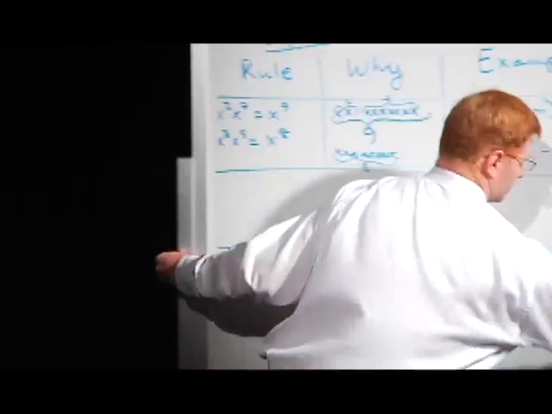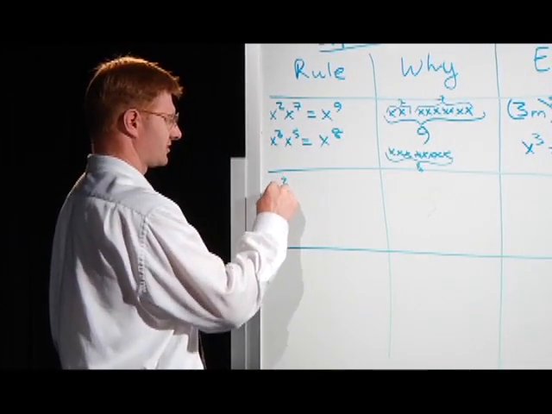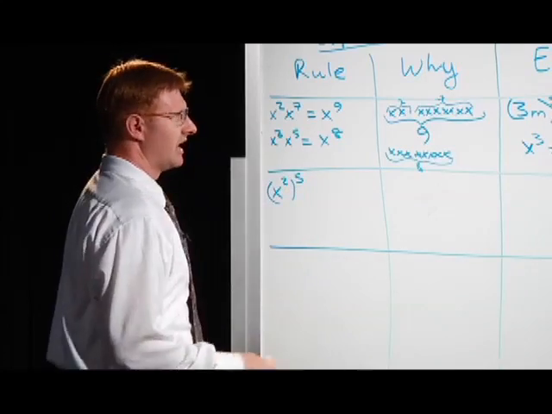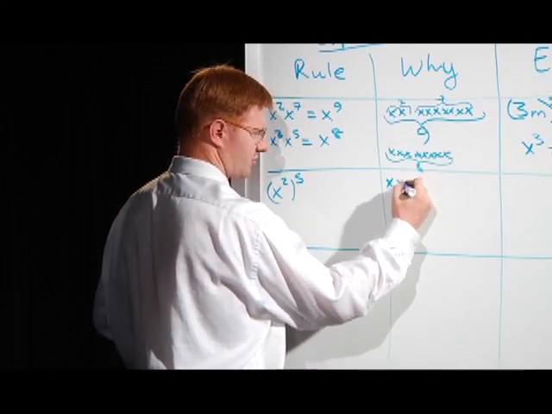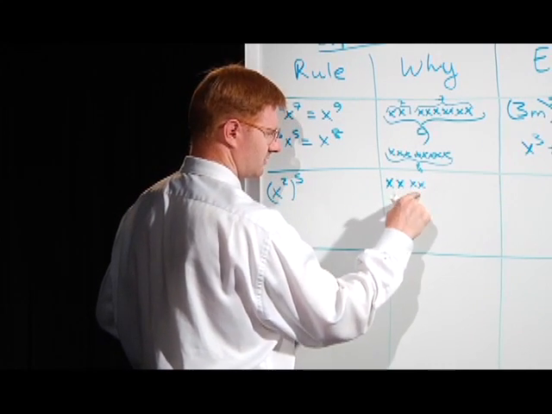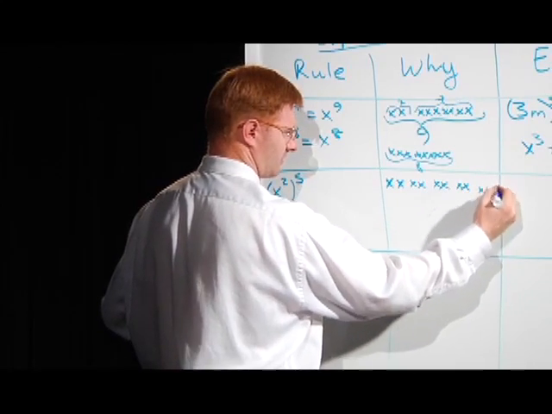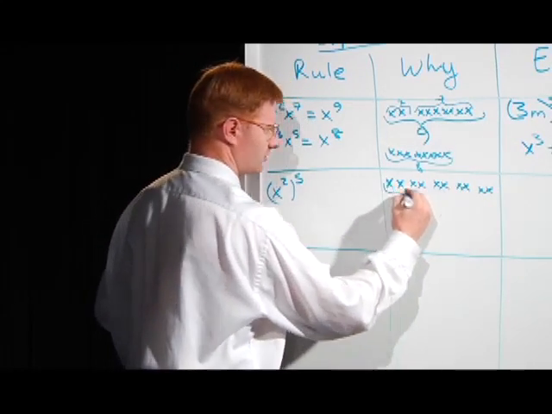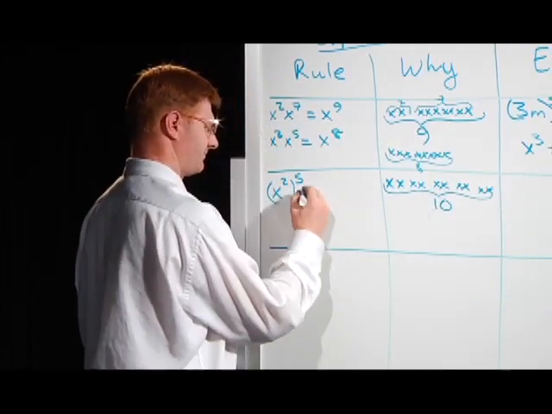So, the next rule. On this particular one, x squared to the 5th. You may need to come up over to this column before that and say, okay, x squared, we got to do this 5 times. 1, 2, 3, 4, 5. How many total do we have? 2, 4, 6, 8, 10. We have 10 of them.